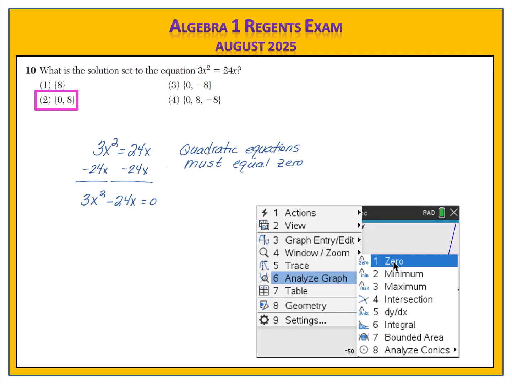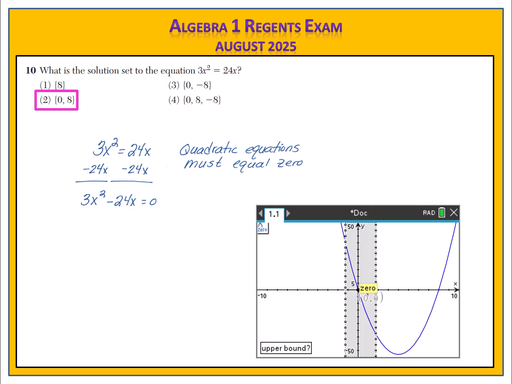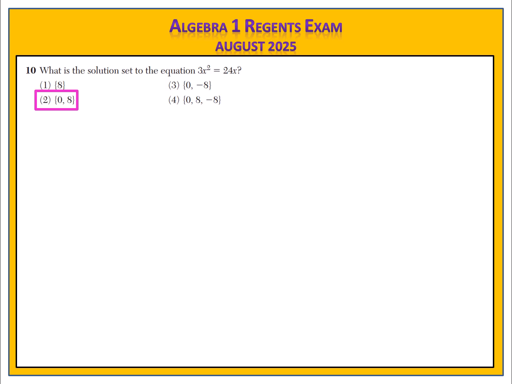Menu, Analyze Graph, 0. Calculator gives you the finger so that you can shade the first 0. Repeat the process for the second 0, and now you have your solutions to the equation, x equals 0 and x equals 8. Since this was multiple choice and written work isn't mandatory, this was a terrific way to solve this equation. There is one more option we could take to find the solution set to this equation.